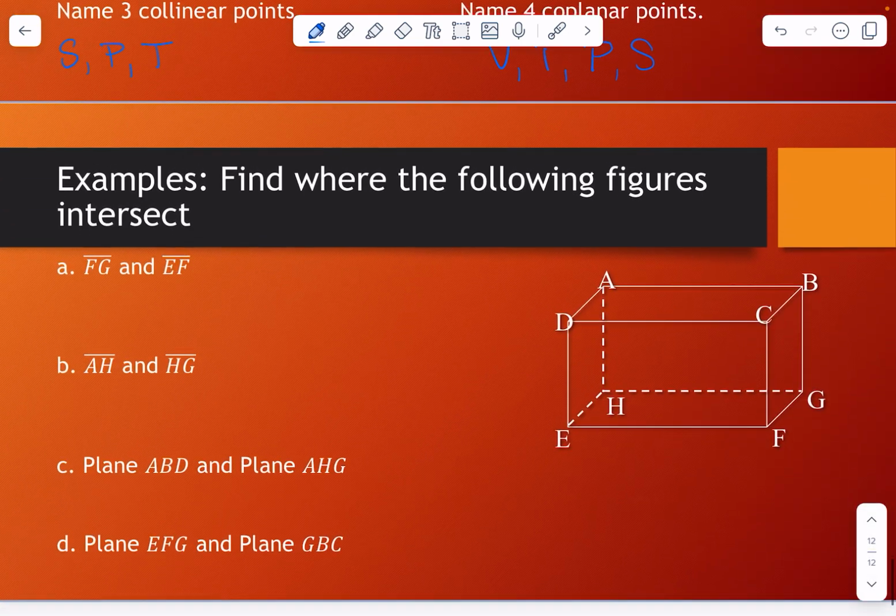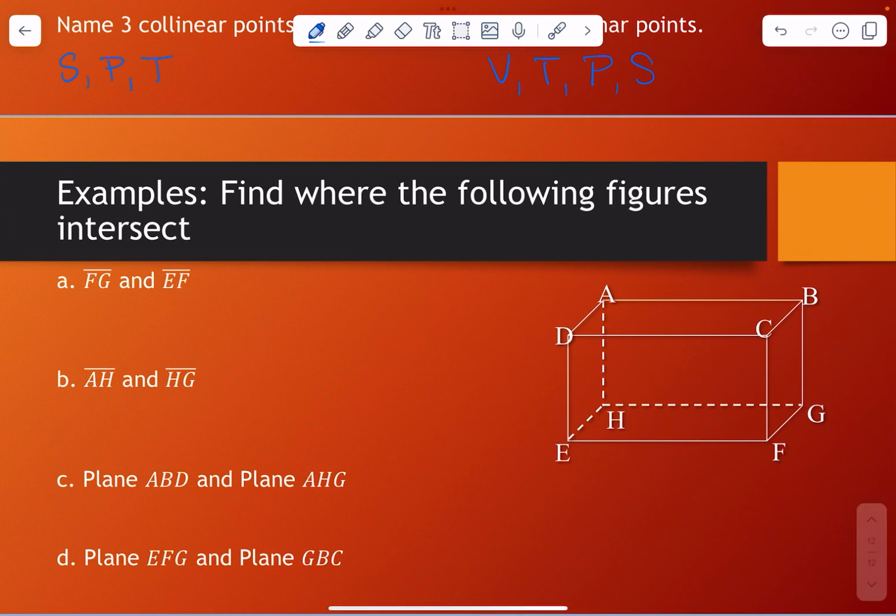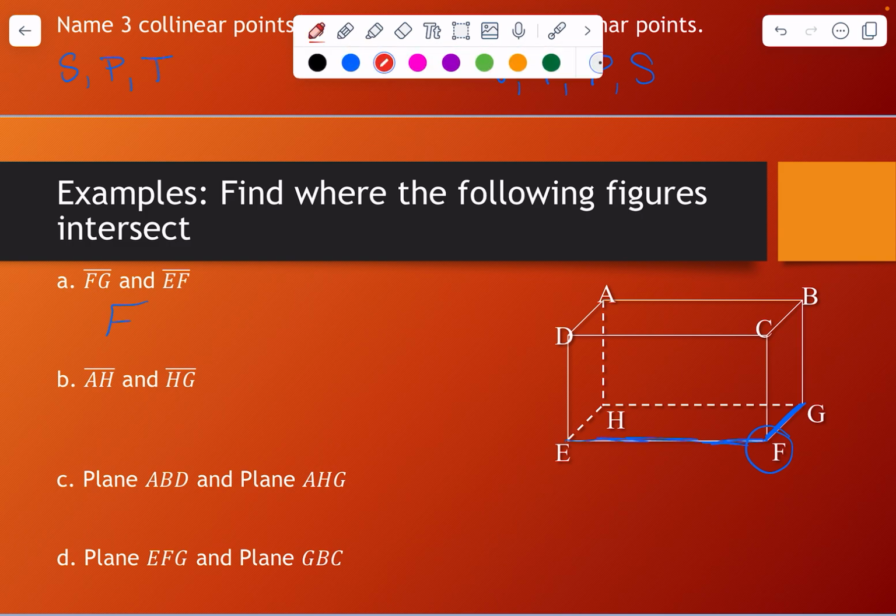Okay? What about intersections? So find where the following figures intersect. So let's take a look at this. It says FG and EF. Where do they intersect? They intersect at point F. Okay, let's try another one. What about AH and HG? Well, if you notice there, those intersect at H.